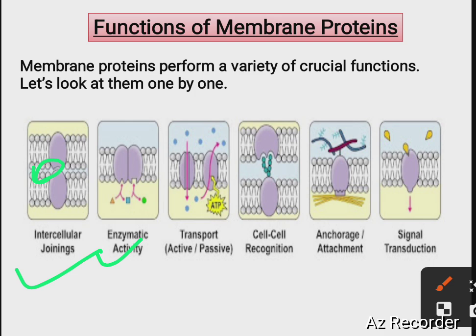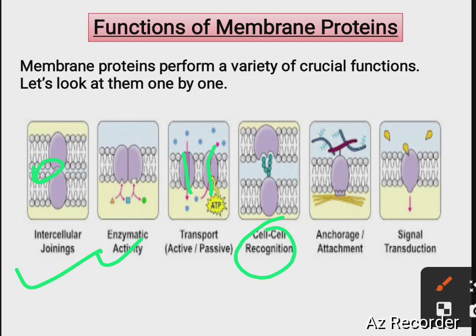And even as transport, channel and carrier proteins regulate the movement of ions and molecules across the membrane. In this picture you can see that these mainly act as the active and passive transport system. And cell to cell recognition: glycoproteins mainly help cells identify each other, essential for the immune response. These proteins are very helpful in cell recognition.